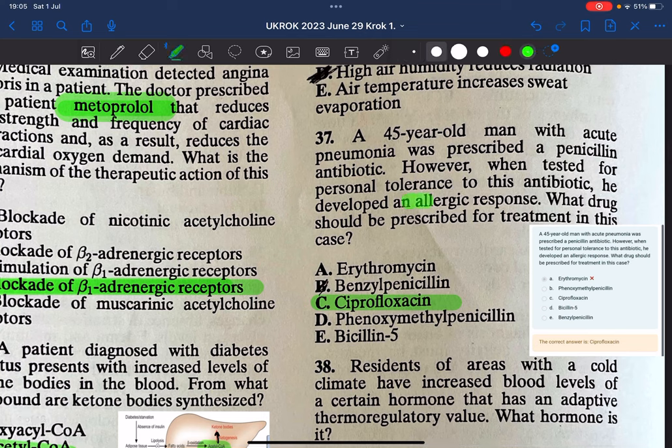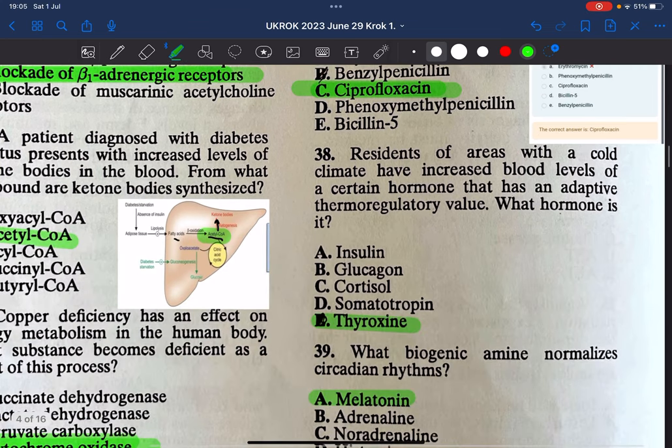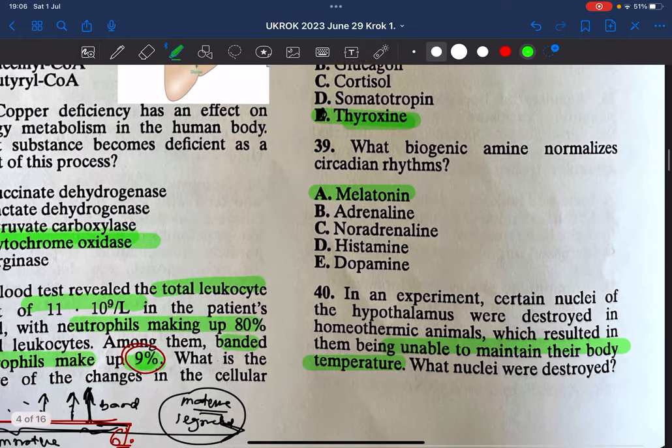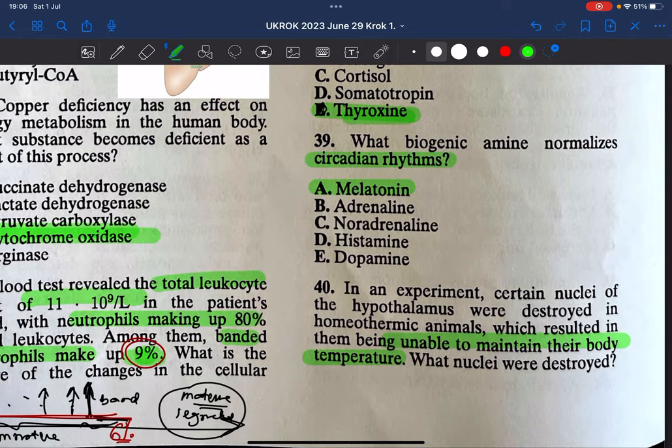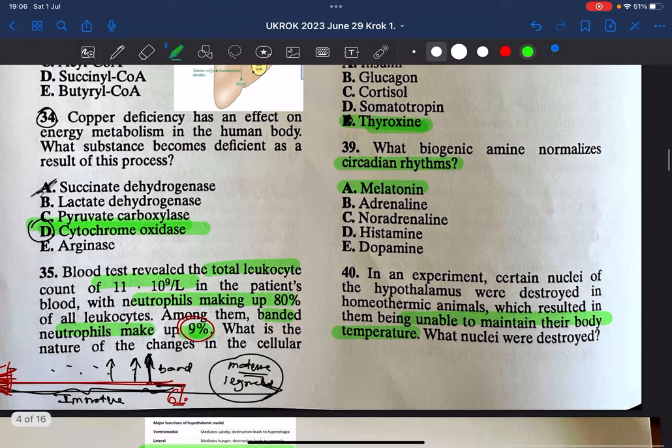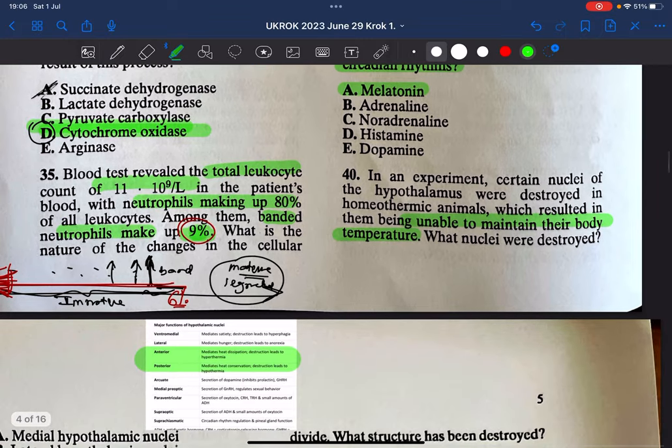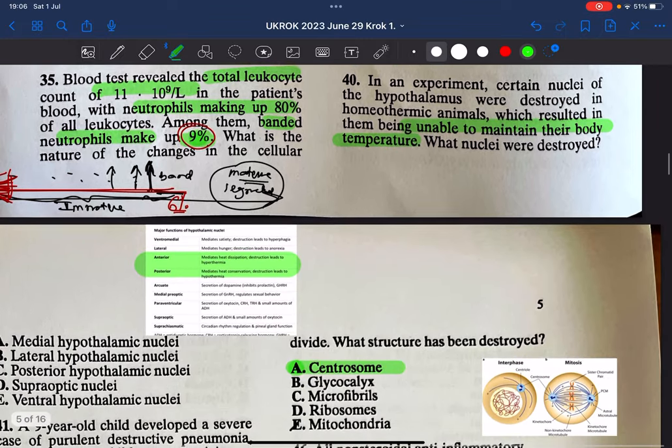Here, a person has an allergic response to penicillin, and what should we prescribe in place of penicillin? This is according to the Krok Center website, it should be ciprofloxacin. Thermoregulatory hormone: thyroxine. Circadian rhythms, day-night rhythms, the biological clock: it's melatonin from the pineal gland.